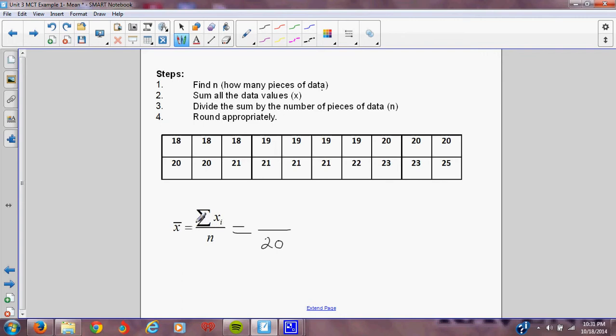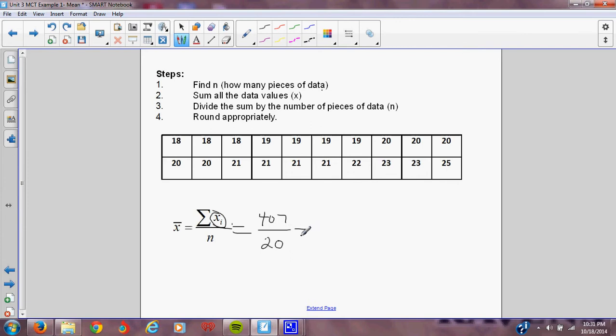Then the sum of all of your x values. So how are you going to do that? You have 18, 18, 18, 19, 19, 19, and so on. What you're going to do is add up all of these numbers. Does it matter where you start? No, just as long as you don't add any extra numbers. How should you be able to know if you've added additional numbers in there? Well, you should have 20 numbers in your calculator. So when you add all these numbers up, you should get 407. Okay. So the sum of all of these numbers is 407.